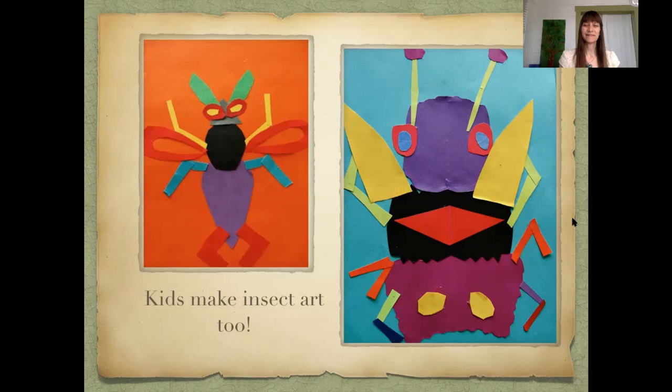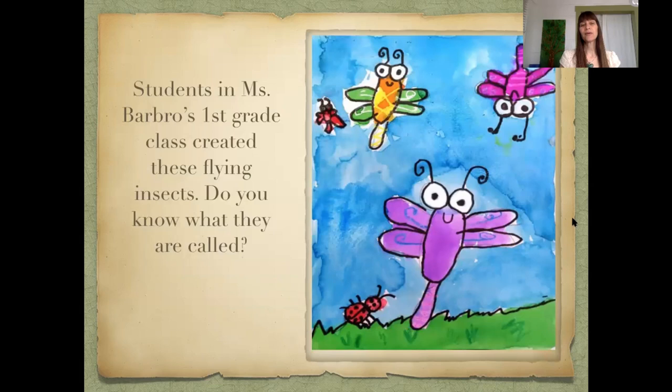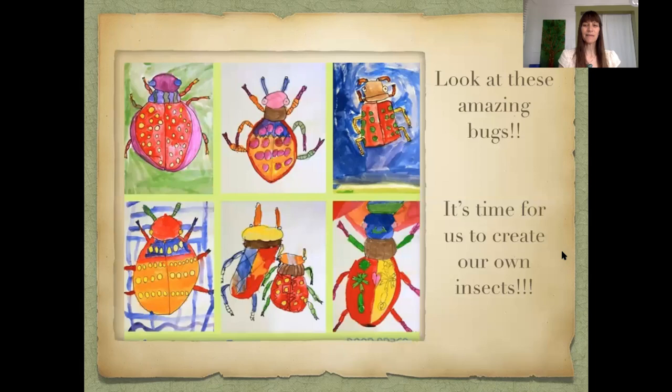Students in Ms. Barbro's first grade class created these flying insects. Do you know what they're called? If you guess dragonfly, you're correct. We have 1, 2, 3, 4 dragonflies and 1 ladybug today. Look at these amazing bugs. It's time for us to create our own insects.